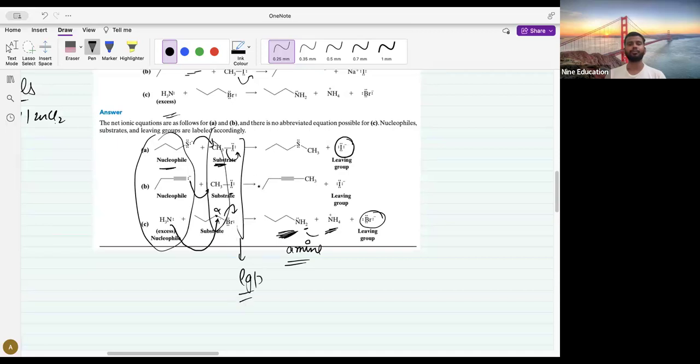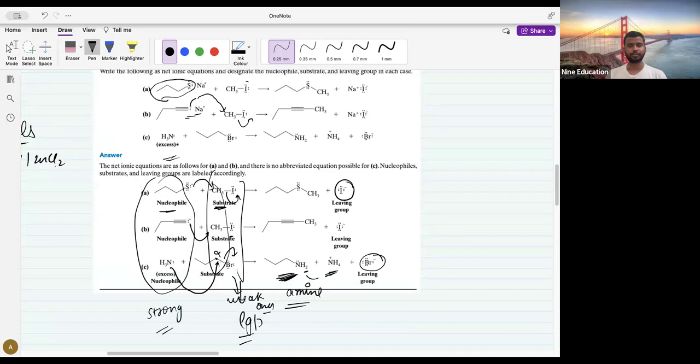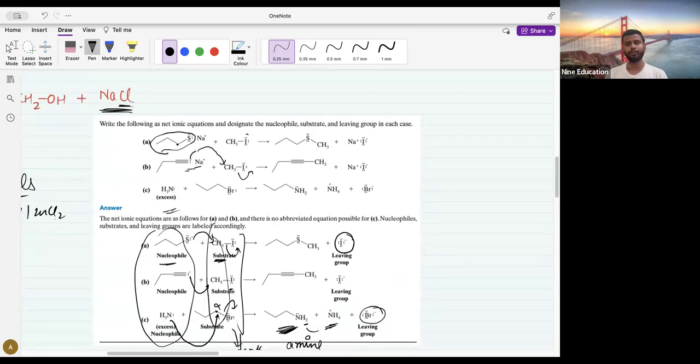And yes, strong ones will come and remove the weak ones. So all alkyl halides like iodine and bromine will be removed by strong nucleophiles. I will tell you which one will remove whom. Don't worry.